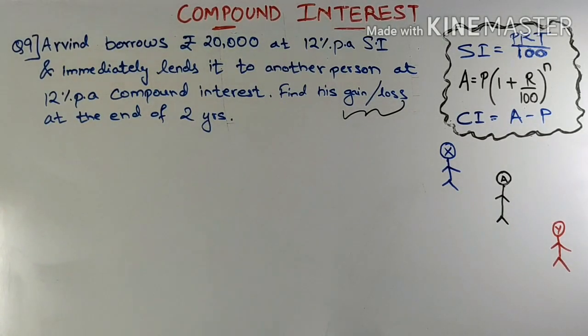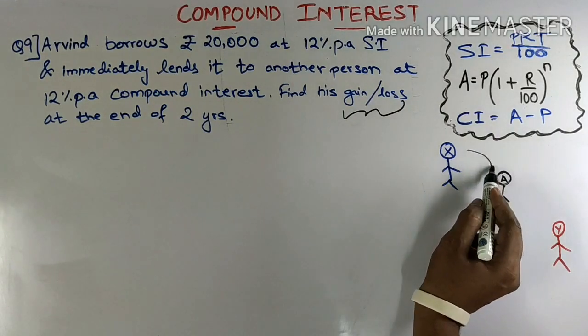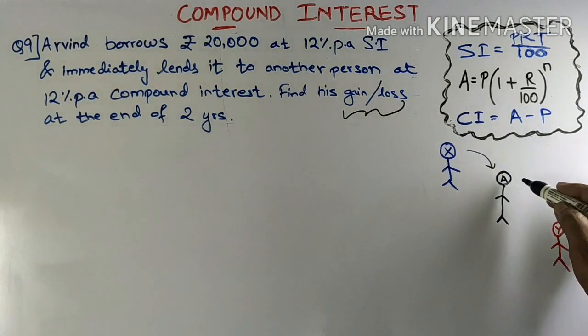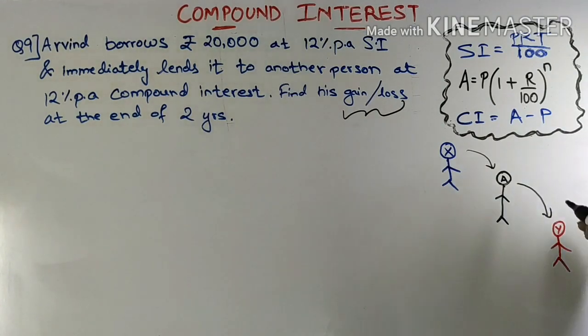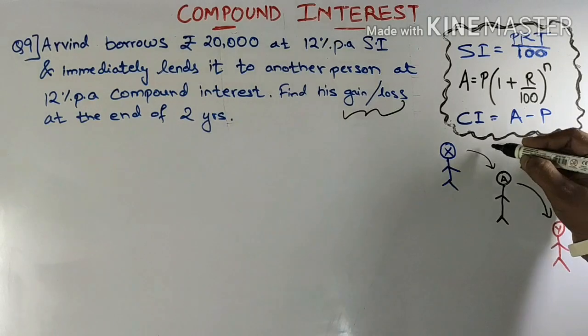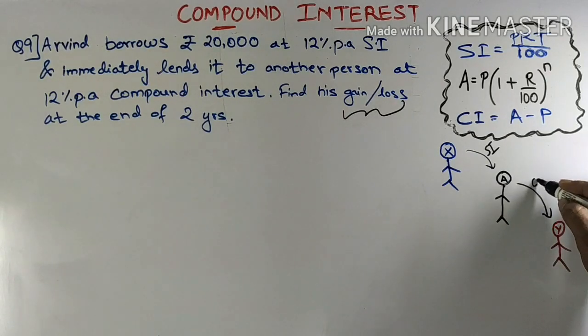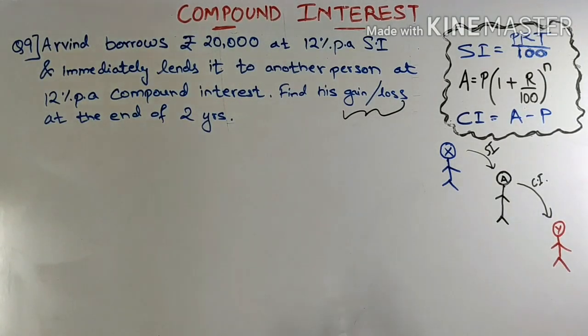He thinks of experimenting on this topic of compound interest and simple interest, and he does one act of borrowing 20,000 from person X at 12% per annum, and he immediately lends it to the person Y. The same principal, same rate of interest, but the only difference is that here it was simple interest and here it was compound interest. Now find his gain or loss at the end of 2 years.